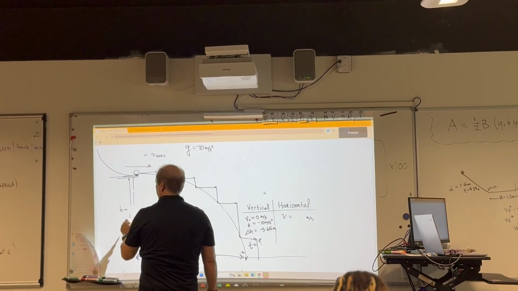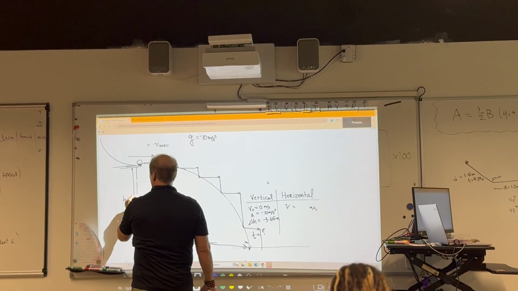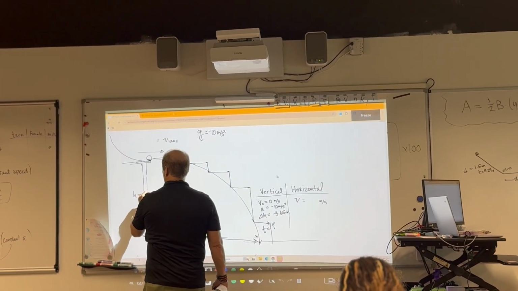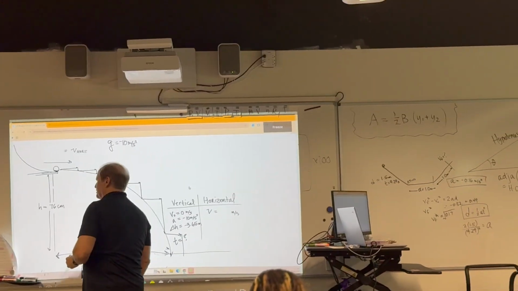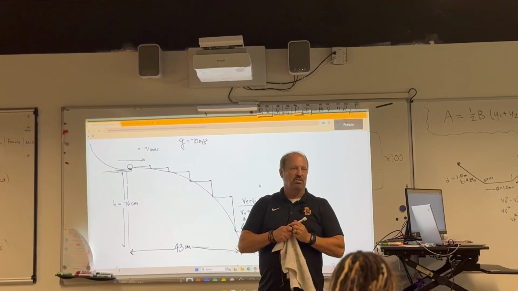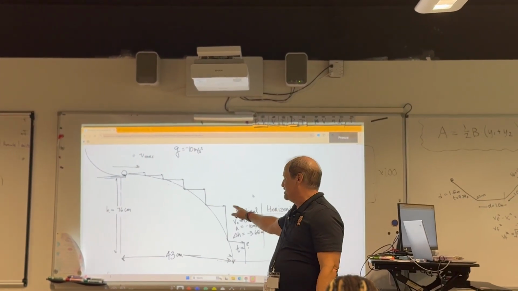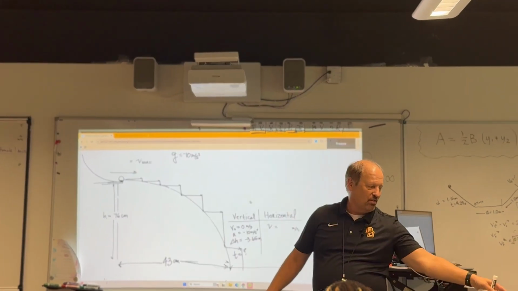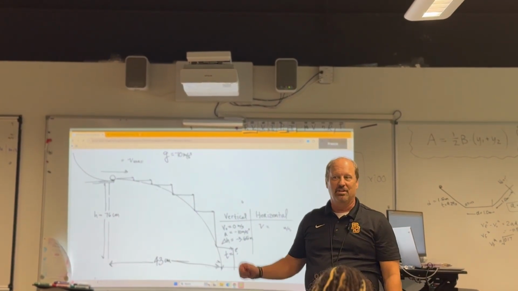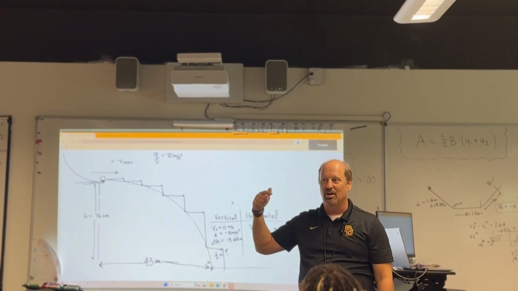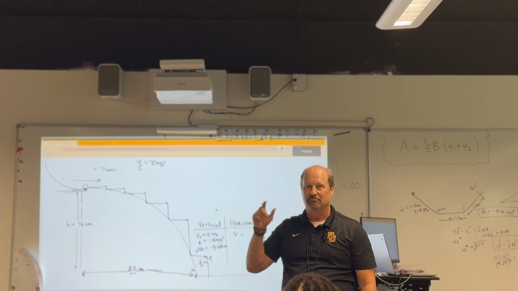Ball rolls down the ramp. Rolls off the table, which is 76 centimeters high. It lands 43 centimeters away on the floor. What is the exit velocity of the ball off the table?